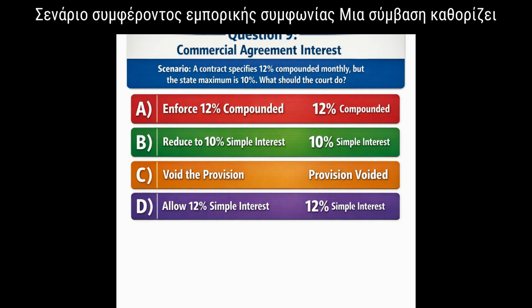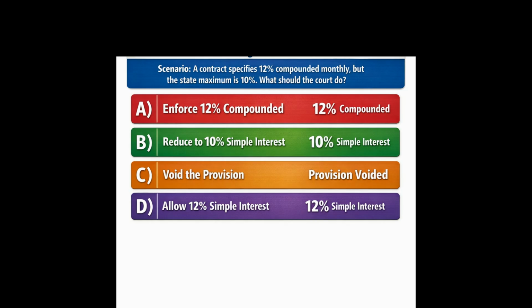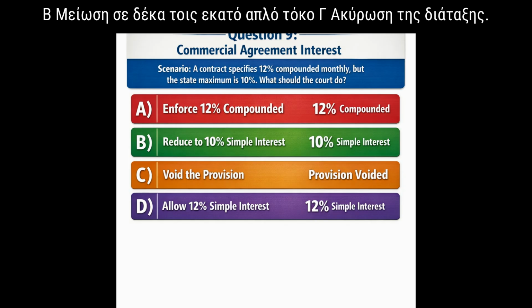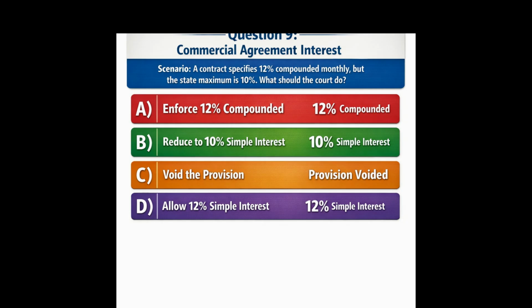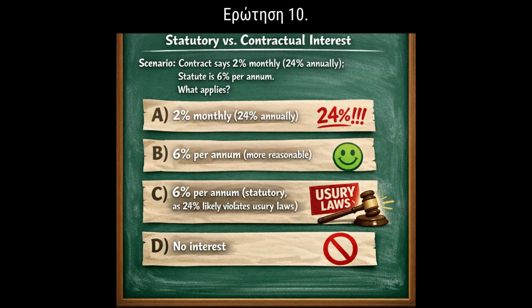Question 9. Commercial agreement interest. Scenario. A contract specifies 12% compounded monthly, but the state maximum is 10%. What should the court do? A. Enforce 12% compounded. B. Reduce to 10% simple interest. C. Void the provision. D. Allow 12% simple interest.